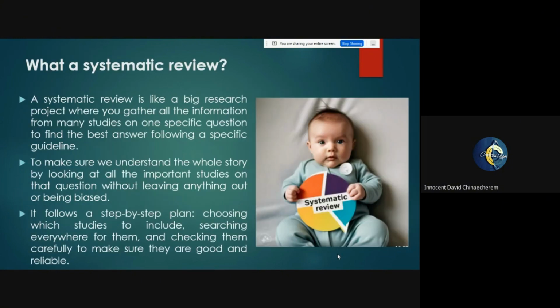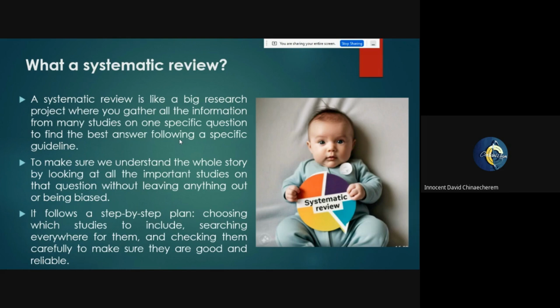Now, what is a systematic review? In our first session, we already covered that a systematic review is where you gather information, where you gather a lot of studies that are trying to address a particular specific question. Now you're following a guideline. Understand that the difference in a systematic review, the keyword there, is a specific guideline. We're also going to discuss this in our future session.